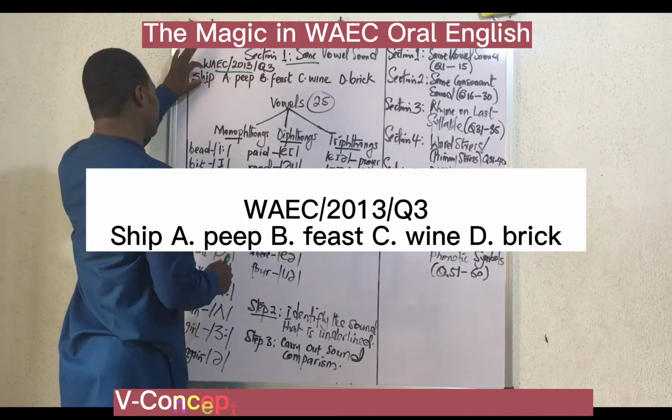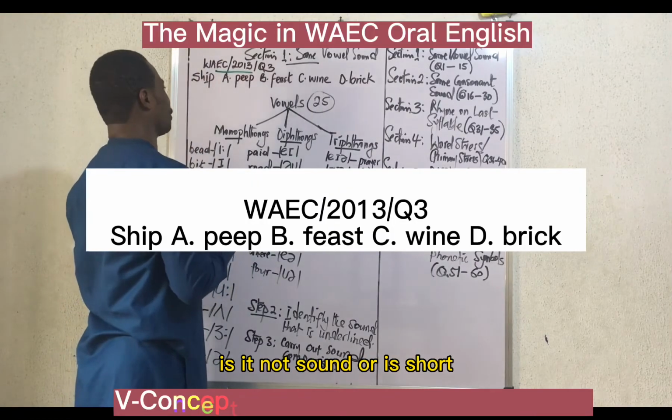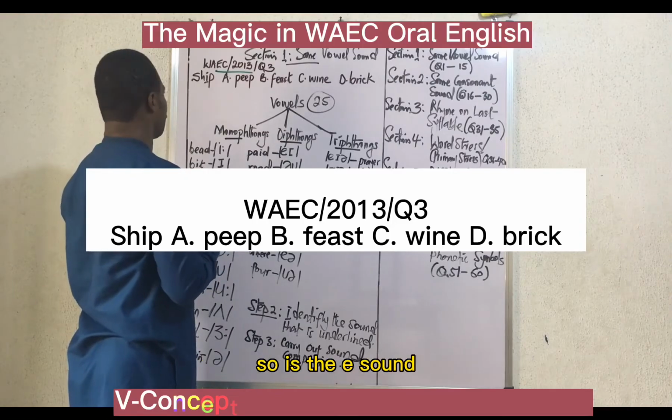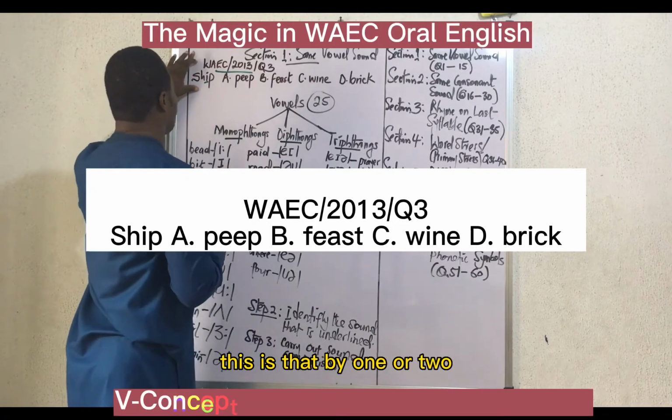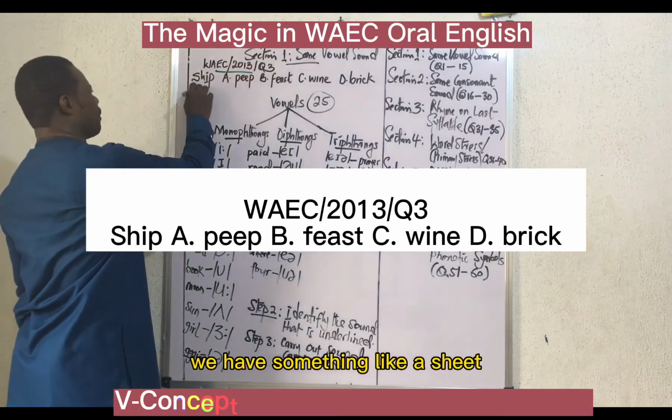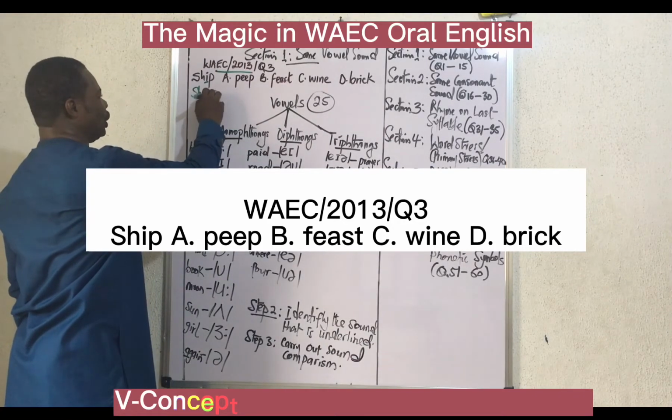Look at sheep. Is it a long sound or is it short? Of course we can hear things like E there. So it's the E sound. Is this vowel 1 or vowel 2? But sheep, you can quickly recall that we have something like sheep.